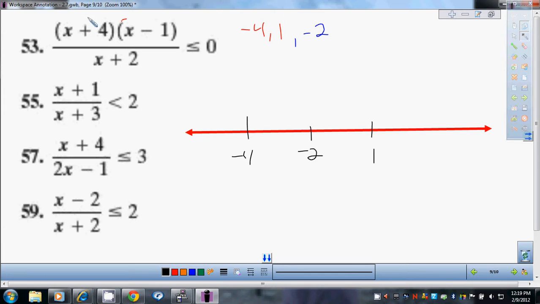-5. You plug in -5, you get -1, -6, -3. That'll be +6 over -3, which is -2. Is -2 less than or equal to 0? Yes. Check. Now I'll try, what's the number between -2 and -4? -3 sounds good to me. That'll give us +1, +4, -1.